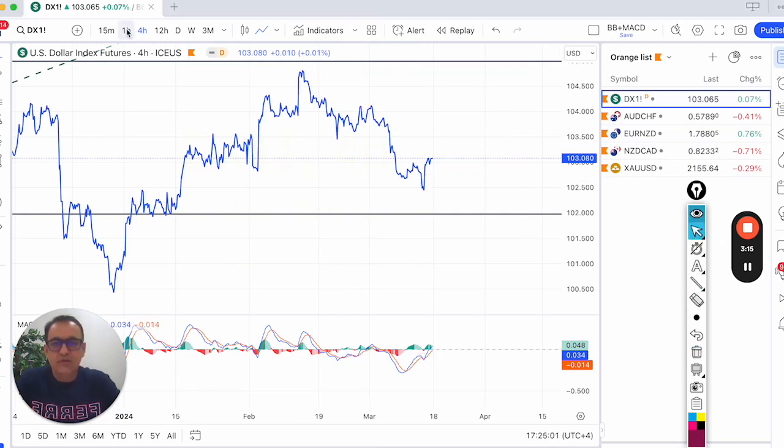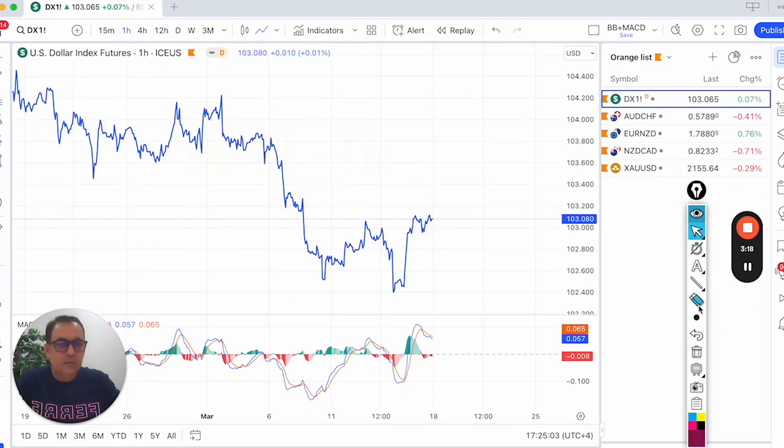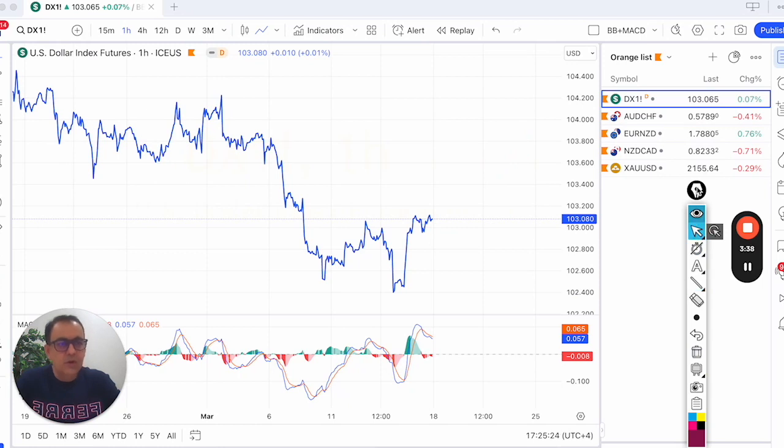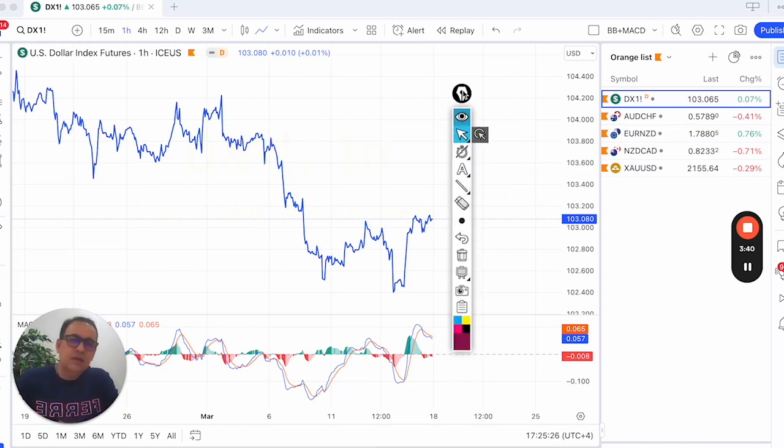Moving to 1-hourly chart, now based on bullish divergence formed on the last two lows, this is your BOS point, which is already broken. So we can expect dollar index to rise in the near term, for very short term, and then continuation to the downside. So short term plan is bullish for dollar index, very short term. The medium to long term plan is bearish. So you can adjust your dollar based currency pairs, or you can trade your dollar based currency pairs accordingly.